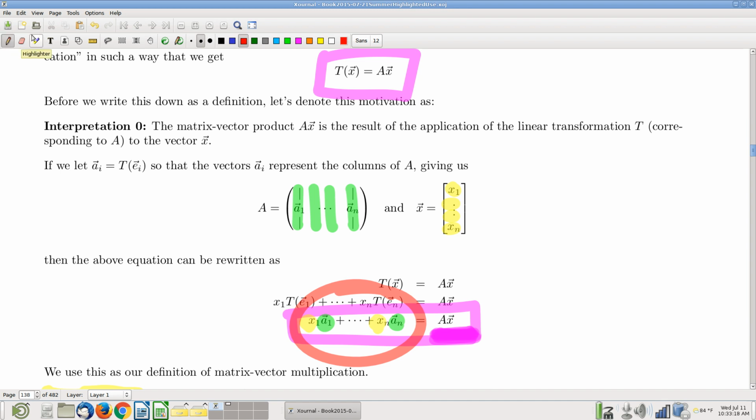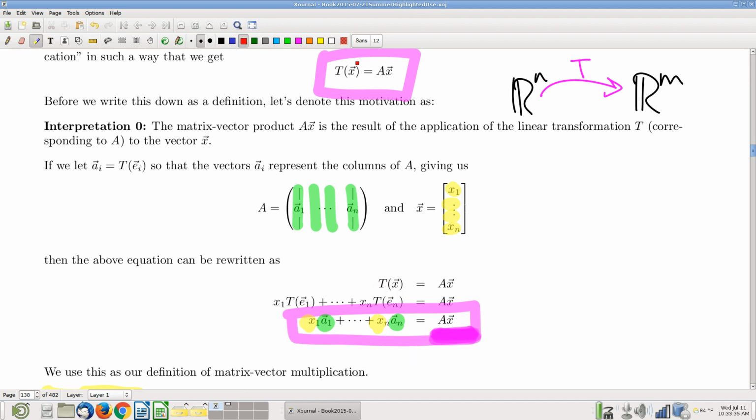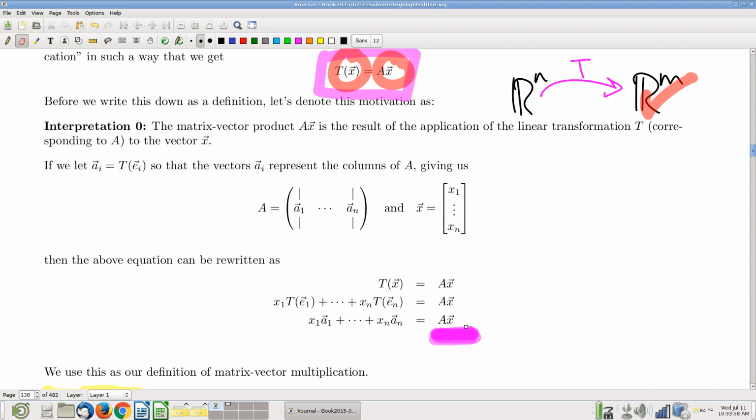Let's not lose sight of the fact that T is a linear transformation from Rn to Rm. So if I want Ax to be T of x, well, T of x is definitely a vector in Rm. Therefore, Ax has to be also that same vector in Rm. Everybody happy? Great question.